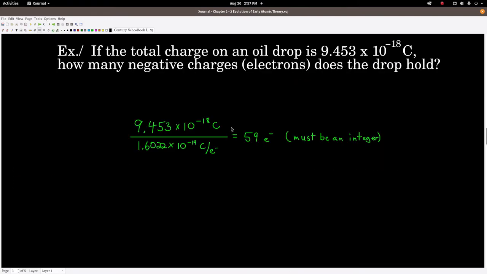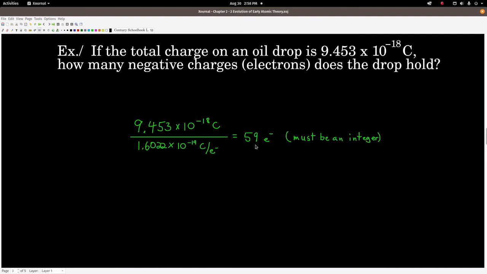So we're going to look at this a little bit. Because we know that electrons are fundamental particles, that they cannot be broken down into anything further and still be an electron, we could do something like this. Let's say we know the total charge on an oil drop is 9.453 times 10 to the minus 18th coulombs. How many negative charges, how many electrons, does that drop hold? Well, all we have to do is take the total charge, divide by the charge per electron, and we get the answer. And this, guys, is important. This has to be an integer.